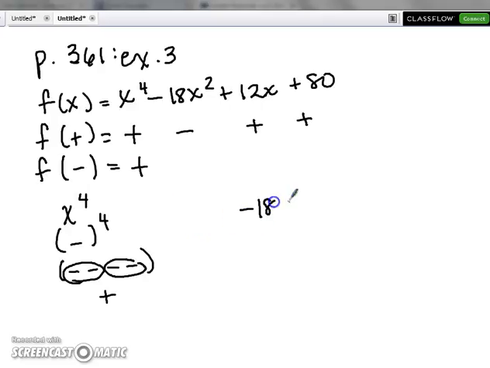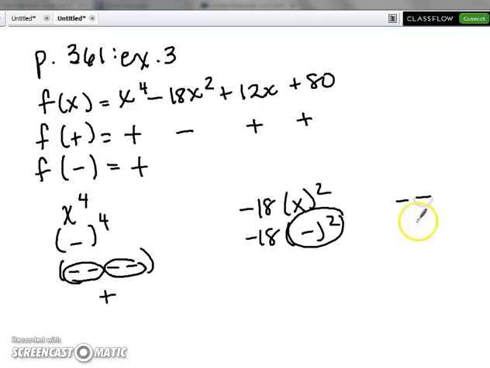The next one is negative 18x squared, so negative 18 times a negative number raised to the 2nd. A negative number to the 2nd is a negative times a negative, which gives me a positive, but now I'm going to take that positive and multiply it times the negative 18. I'm going to get a negative again.